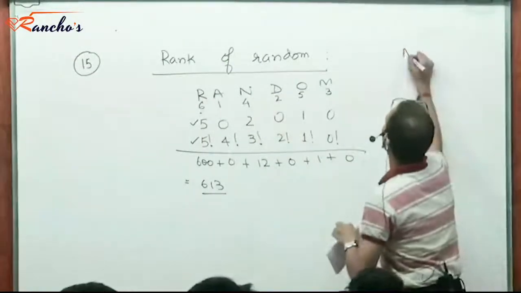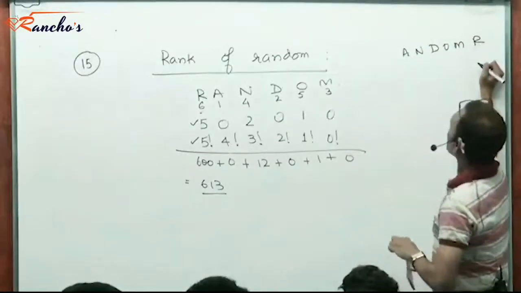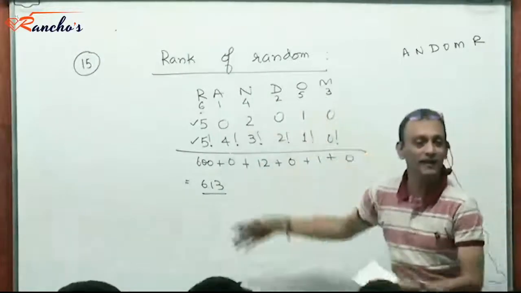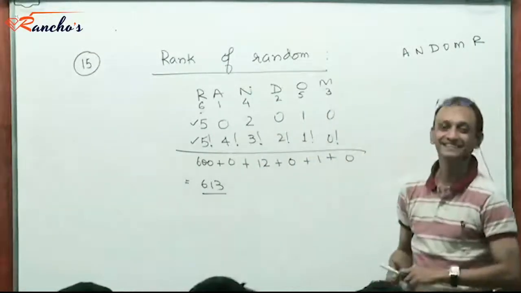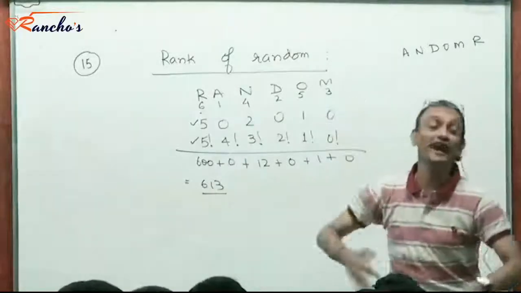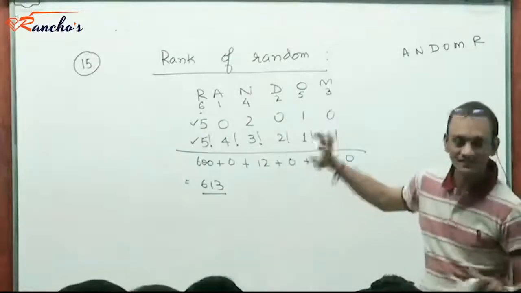Suppose I gave you ANDOMR, and find the rank of RANDOM. The same thing will apply, isn't it? If I give you a word ANDOMR and say find the rank of RANDOM, even then you'll apply the same logic, isn't it?